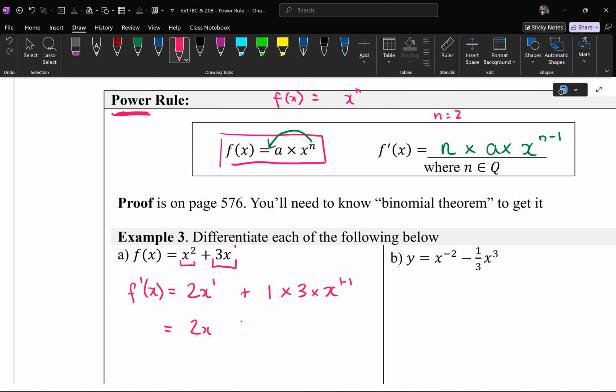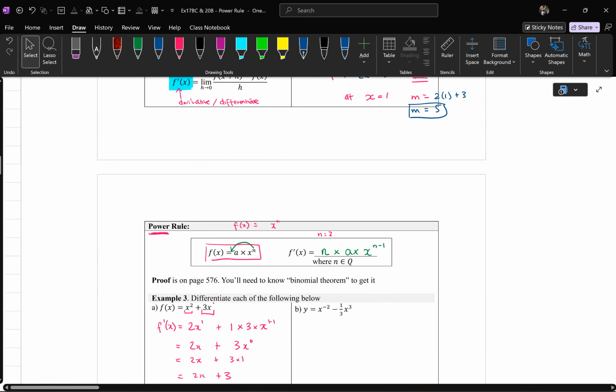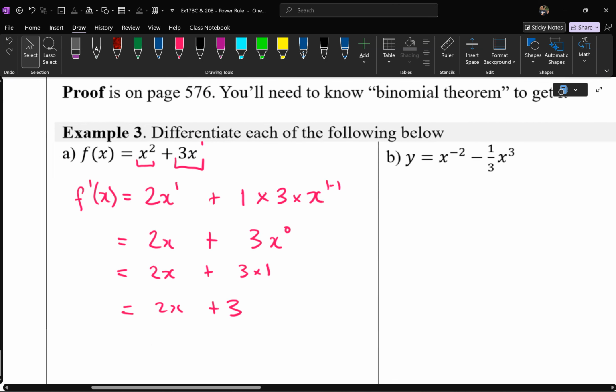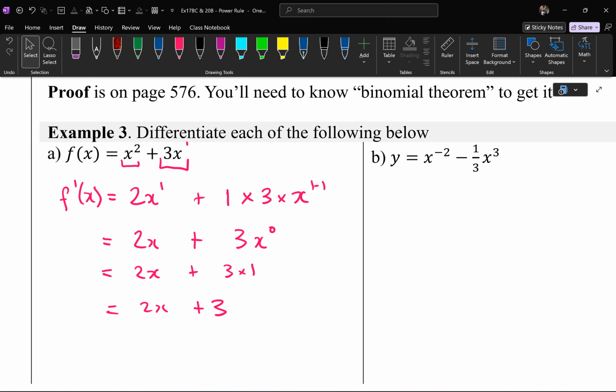You get 2x plus 3x to the power of 0. But what's x to the power of 0 again? 1. Look at that. That now gives you exactly the same answer that we got on the previous page. Look at that. 2x plus 3. And this is 2x plus 3. You didn't have to do what we did before, but you had to understand what the power rule means. The power rule is a shortcut to avoid the first principles so that you can get there quicker.